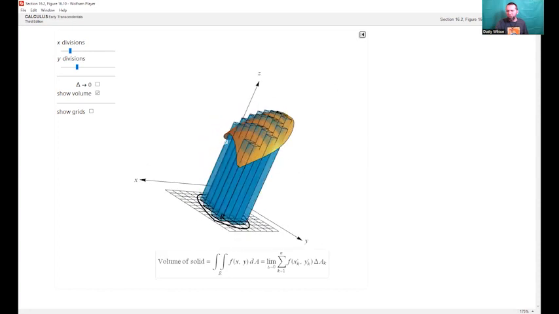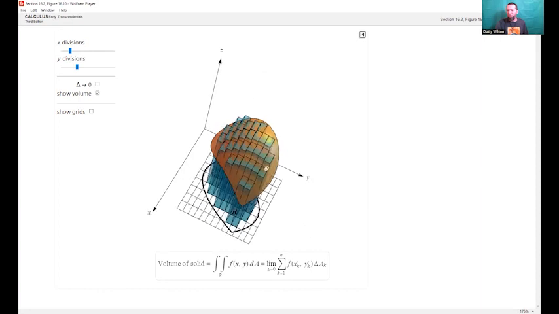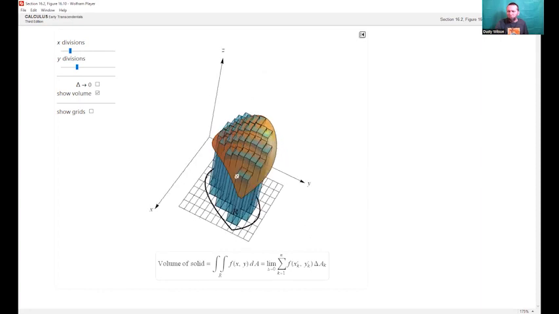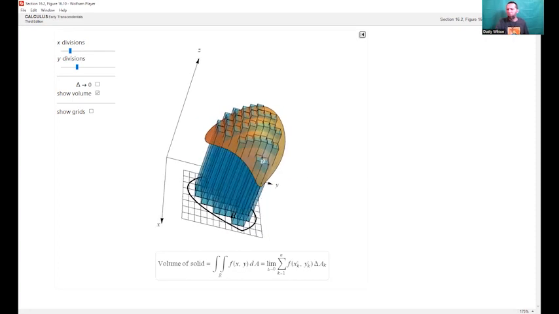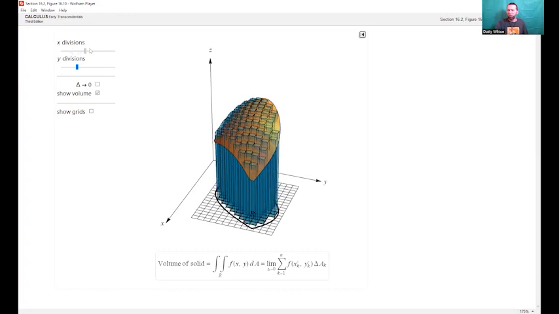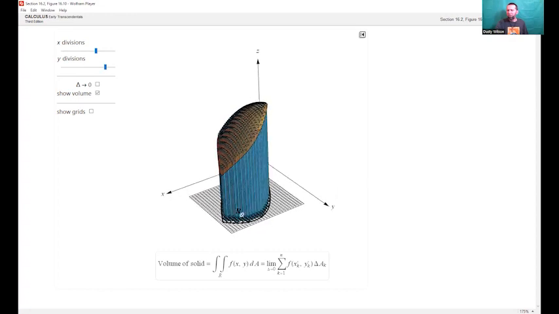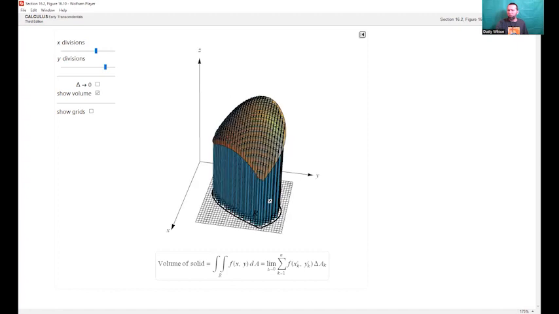Here, it looks like, instead of taking arbitrary points, maybe we're making sure our graphs match on one of the corners or something. It's a little unclear what's happening there. If we want to make our approximate volume, the volume made by adding up all the little blue volumes, better, we could increase the number of rectangles. Notice as we increase the number of rectangles in the base, everything just gets a lot prettier, a lot smoother.